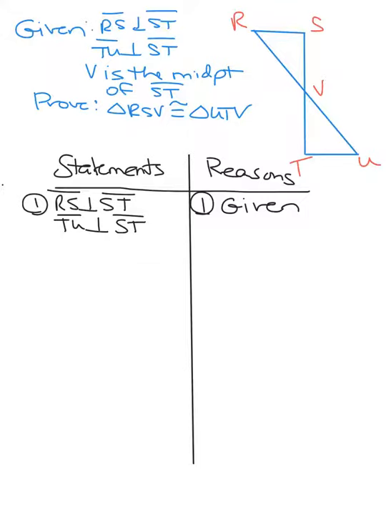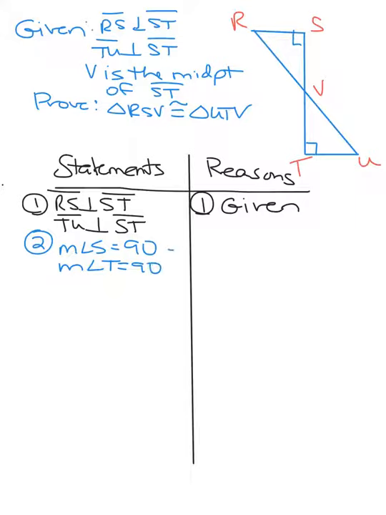So what do I know about perpendicular lines? Well, I know where they meet, they form a 90-degree angle. So that's going to be my next statement. I know that segment RS is perpendicular to segment ST, so I'll mark that. I also know that segment TU is perpendicular to segment ST, I'll mark that. So by that I can say that the measure of angle S is equal to 90 and I also know that the measure of angle T is equal to 90.